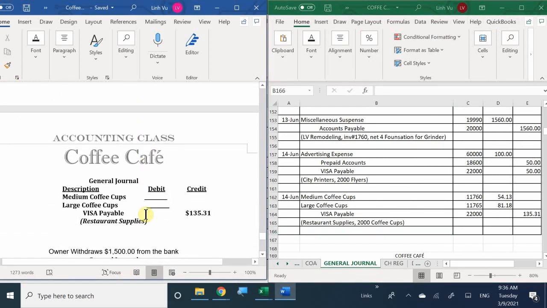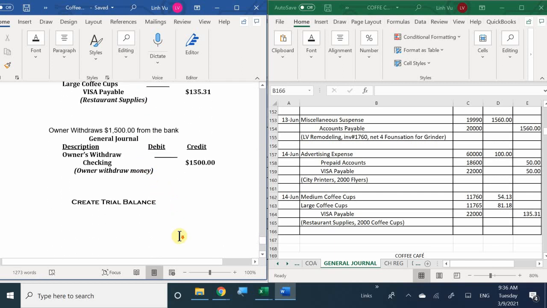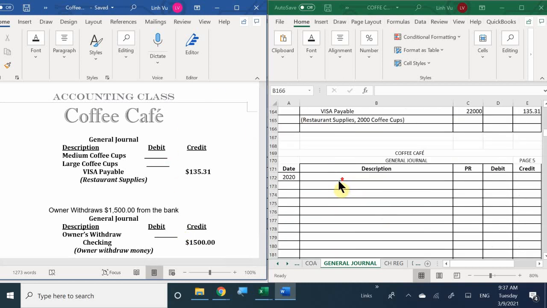Let's see what else happened next. Okay. All right. Last but not least, we have an owner's withdrawal. Okay. So the owner decides to take $1,500 from the bank. All right. And the best way to conduct this, or the best way to do it, is to write a check, right? And cash it out, or either deposit it into the proper person's bank account. So this is an owner's withdrawal.